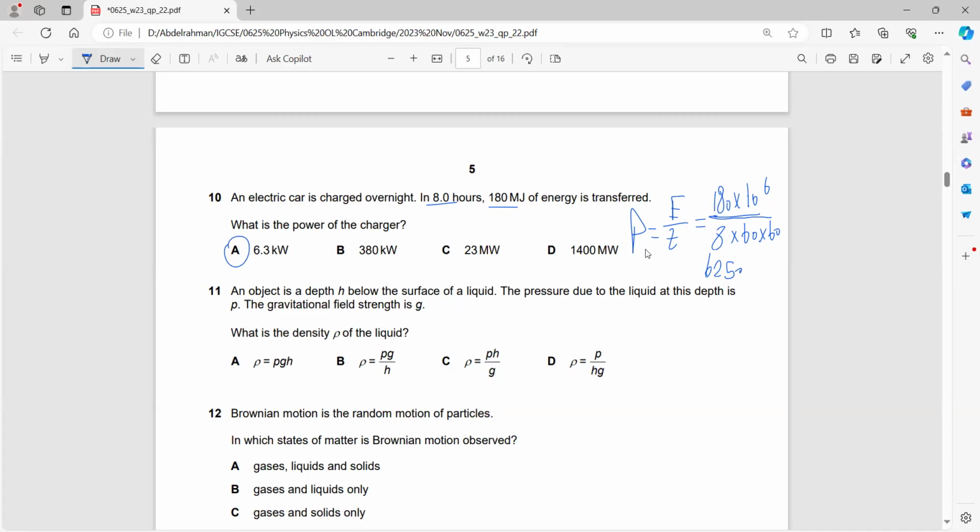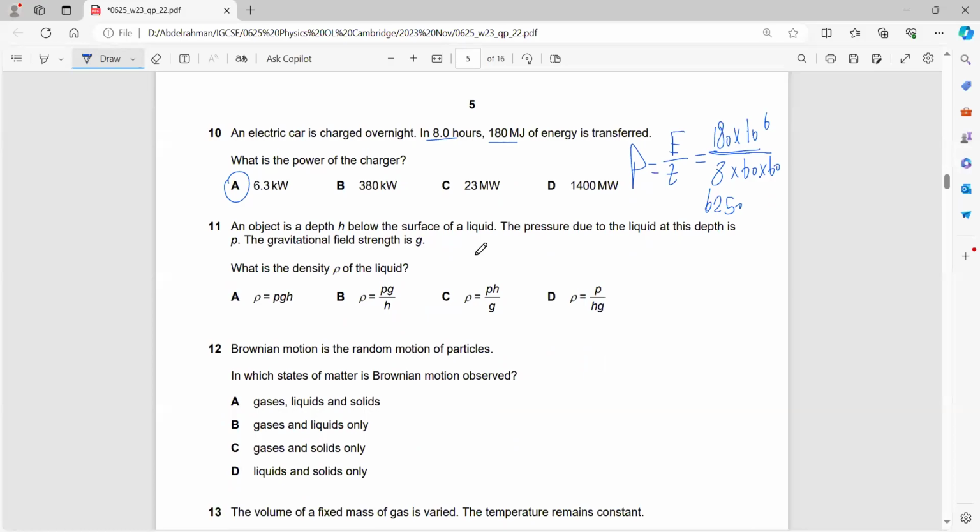What's the density rho of the liquid? How can I calculate the density if I have the pressure, the height, and the g?